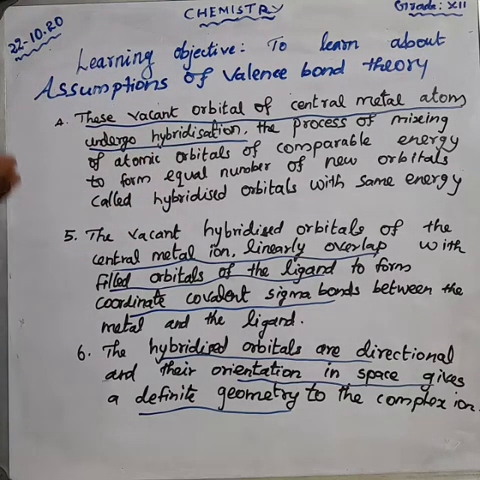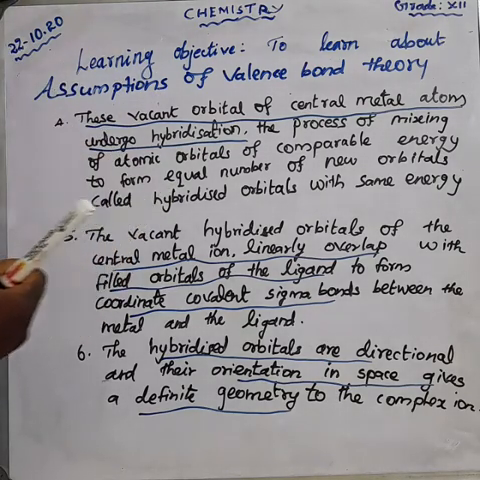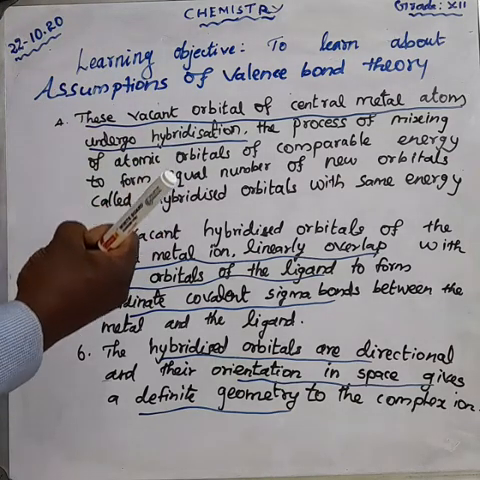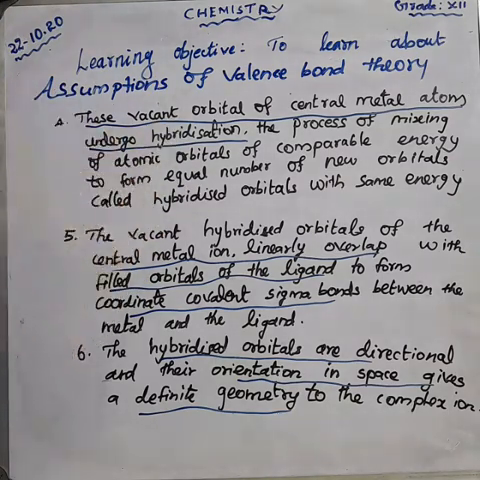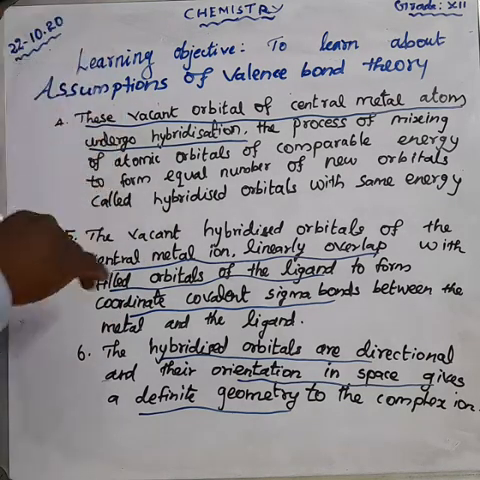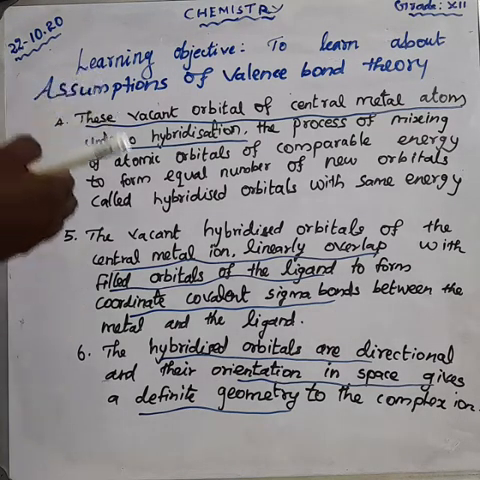An s orbital combines with a p orbital to form sp hybridization, like that. We'll learn some of the hybridizations. sp means linear, sp2 trigonal planar, sp3 tetrahedral, dsp2 square planar, d2sp3 octahedral, sp3d2 octahedral. These are the hybridizations.